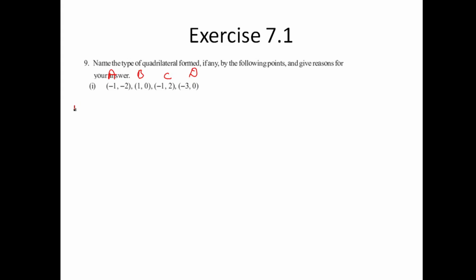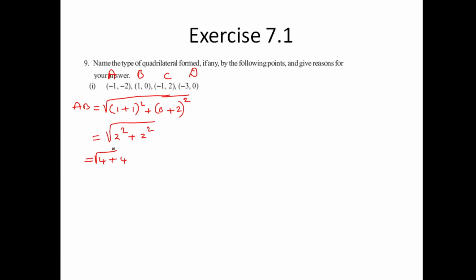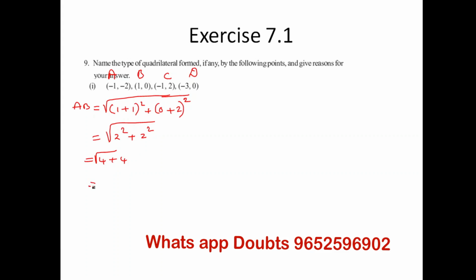If I am removing the distance of AB, what will I get? AB equals the square root of (x2 minus x1) whole square plus (y2 minus y1) whole square, that is (1 plus 1) whole square plus, similarly, (0 minus (minus 2)) whole square. So when I solve this, it becomes 2 square plus 2 square under the root. So this is 4 plus 4 under the root, isn't it? So this is equal to root 8.